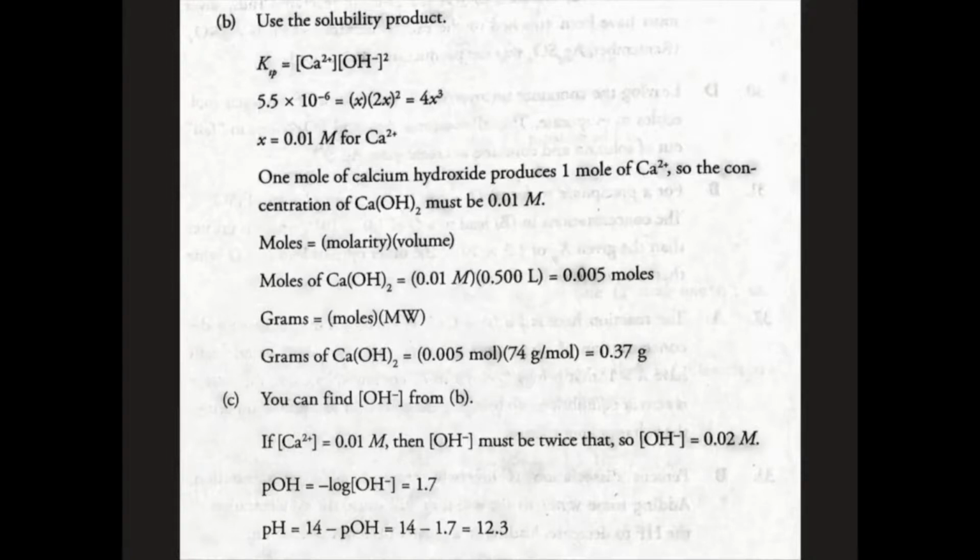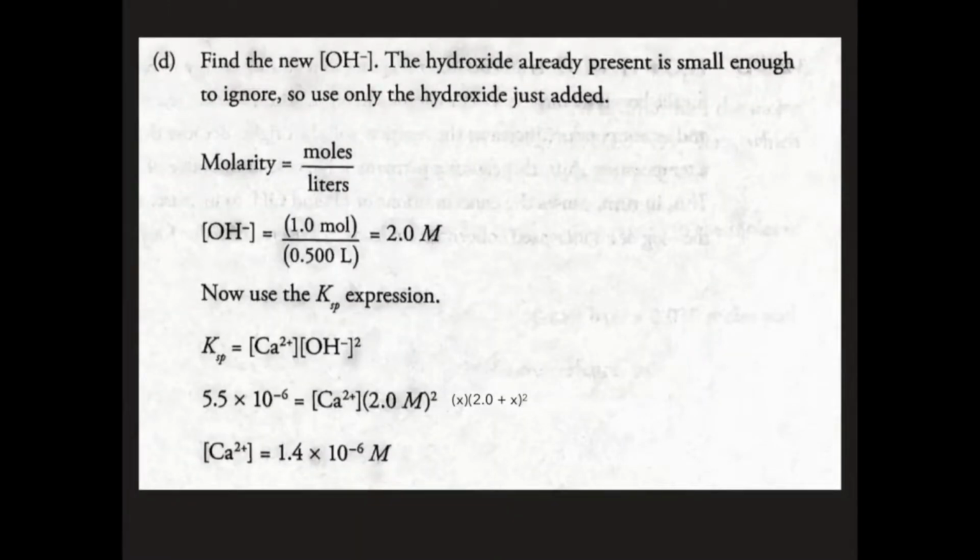In C, it says, what is the pH of the solution in B? Well, if I know the concentration of my calcium ions, they got 0.011, I got 0.011, then I know the concentration of OH minus. It's got to be 0.022 because it's a 2-to-1 relationship. Then all I have to do is take the negative log of 0.022, and then I'm going to do 14 minus that, and what I end up getting is 12.3 for my pH.